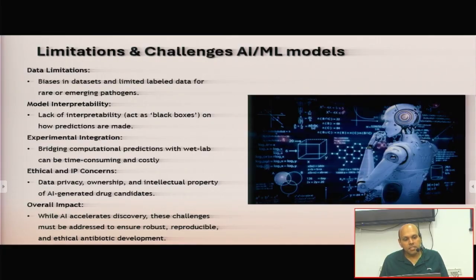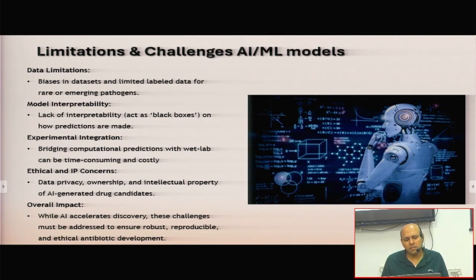Experimental integration, and there in predictions you can't do reverse engineering to understand how the predictions are made. It is very, very difficult. You just don't know over there. Randomly it is going on. We don't know what the model is using. For some models, yes, we know. Others we don't know. Experimental integration, bridging computational predictions with wet lab can be time consuming, costly.